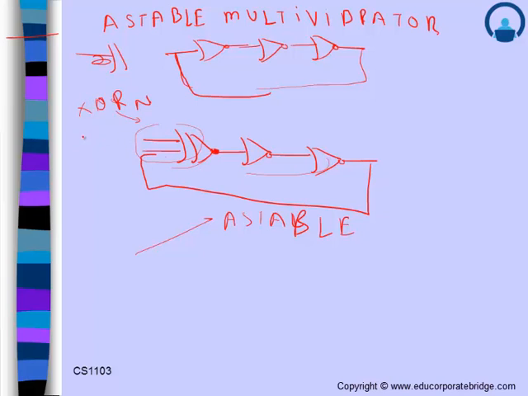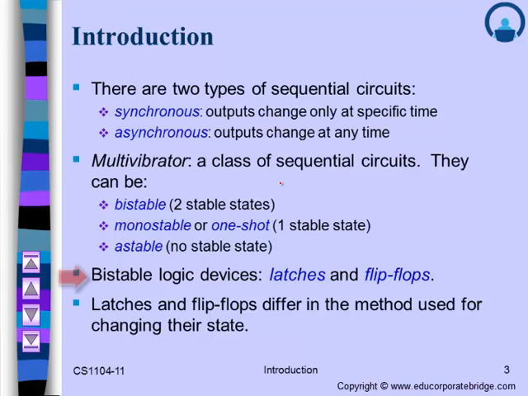To make it into a NOT gate, we need to have at least one input as 1, because the property of the XOR gate is, if one input is 1, then the XOR gate acts as an inverter. Therefore, when one of the inputs is 1, the XOR gate will act as a NOT gate, and in this case there will be a total of 3 NOT gates. This will make it an astable multivibrator.